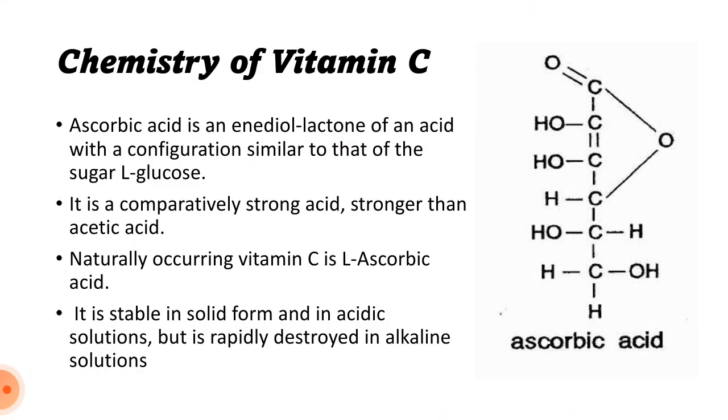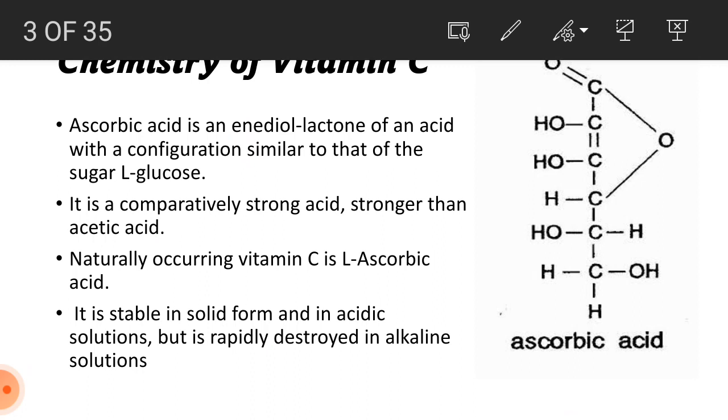Moving on to the chemistry of vitamin C. First of all, the ascorbic acid is an enediol lactone of an acid with a configuration similar to that of sugar L-glucose. It is comparatively a strong acid, stronger than acetic acid. This is the thing we need to keep in mind, that ascorbic acid is a strong acid as compared to acetic acid. Naturally occurring vitamin C is L-ascorbic acid. It is stable in the solid form and in acidic solutions, but is rapidly destroyed in alkaline solutions.